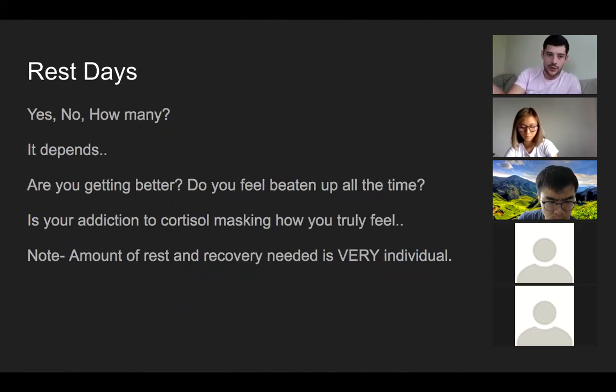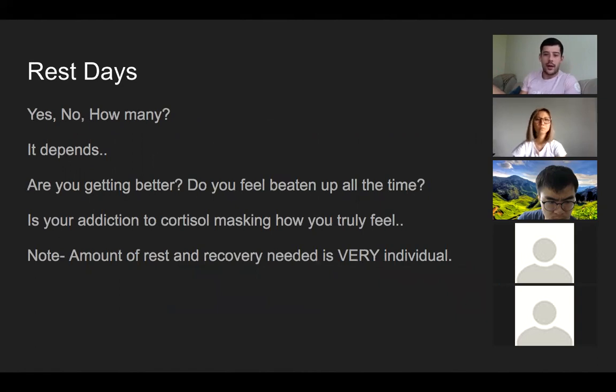So that's what we were just talking about. The rest days, this depends on the individual. You can use a few guidelines for this. Are you getting better over time? If you don't feel like you're getting better ever and you're just staying the same, then it might be time to increase your recovery.